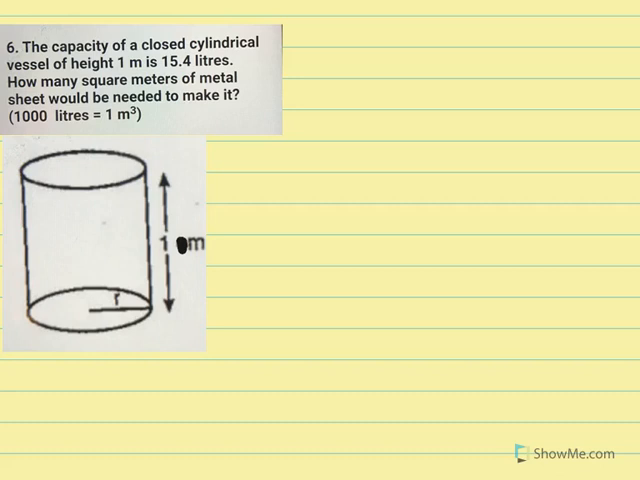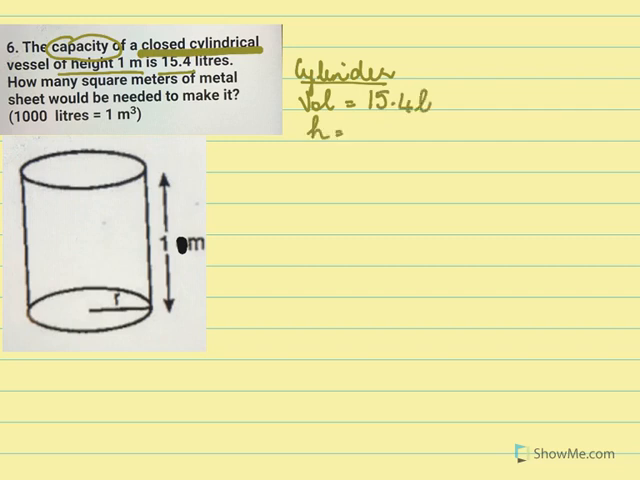The capacity of a closed cylindrical vessel of height 1 meter is 15.4 liters. So we are dealing with a cylinder, and in this cylinder the capacity is given. Capacity means volume. So the volume of this cylinder is given as 15.4 liters, and the height is given as 1 meter. How many square meters of metal sheet would be needed to make it?